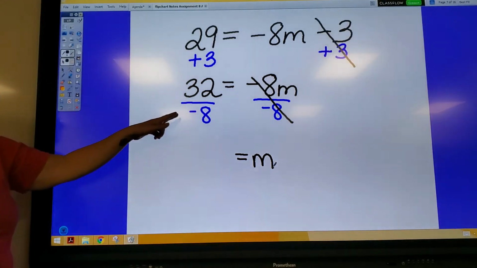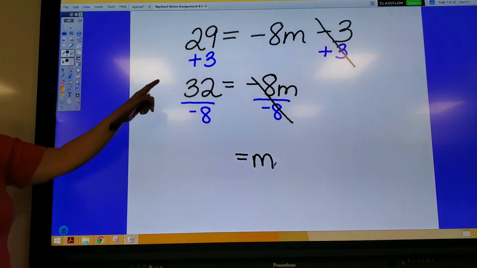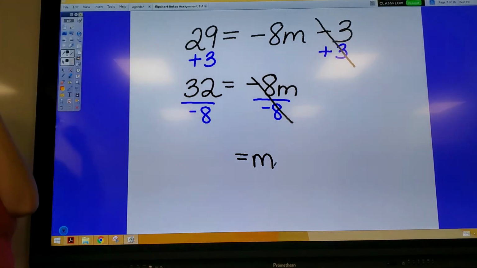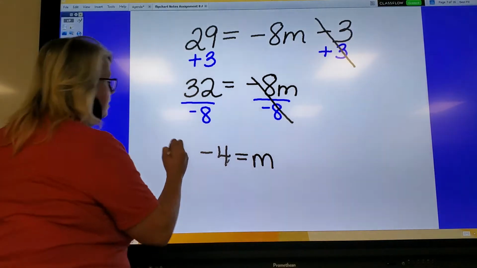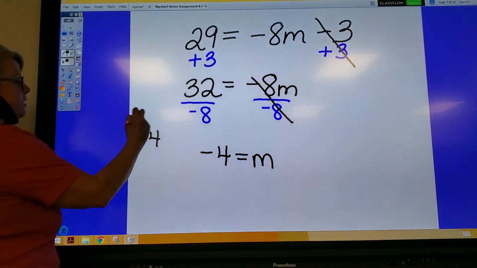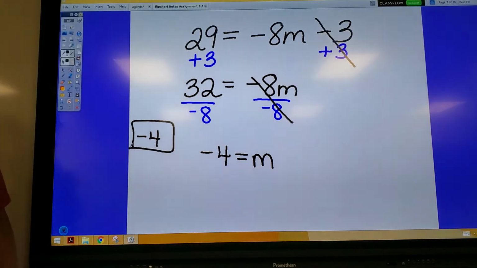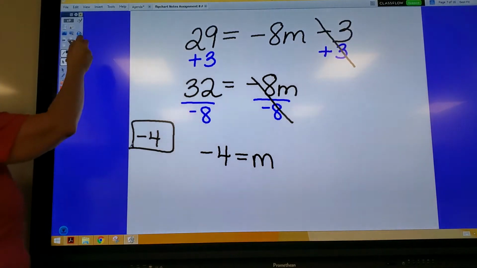So look to see, did you have dividing by negative 8? And positive 32 divided by negative 8 is? Negative 4. So again, on Google Classroom, you're just going to put in a negative 4. Good? All right.